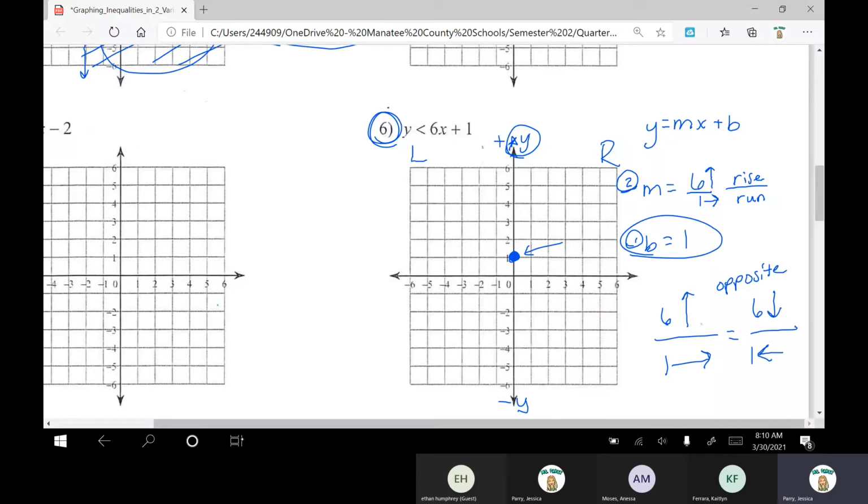But from here, let's go down 6. So here's 1, 2, 3, 4, 5, 6. Don't put a dot yet. Just hold your pencil there. And then we're going to go to the left 1. From there to the left 1. Now I can draw my other dot.